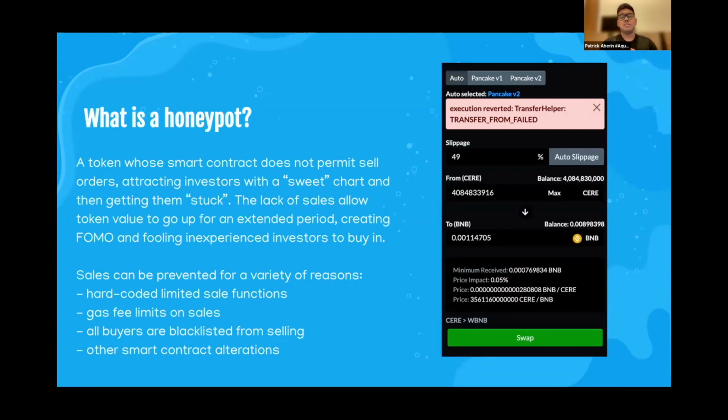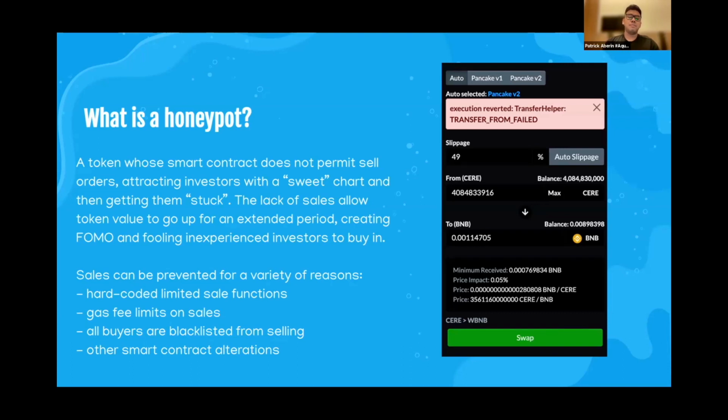A honeypot is a token whose smart contract does not permit sell orders. This does attract investors with a sweet looking chart, and then they end up getting stuck. So the lack of sales does allow token value to go up for an extended period of time. And visually, this creates FOMO, and it ends up fooling inexperienced investors to buy in.